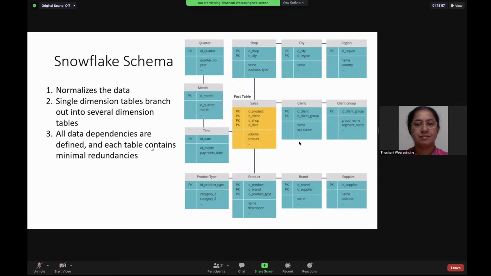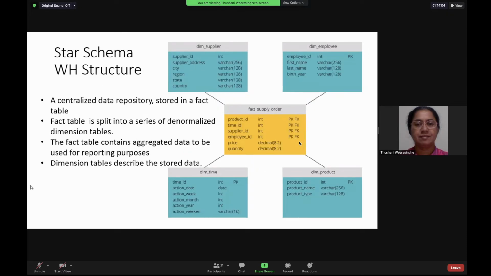What is the difference between these two? Snowflake and the, yes, star schema. What are the differences between these two? In Snowflake, the main table is linked to other tables, and each table has relationships between them. But in star schema, all the tables will have a relationship with only the central data table.